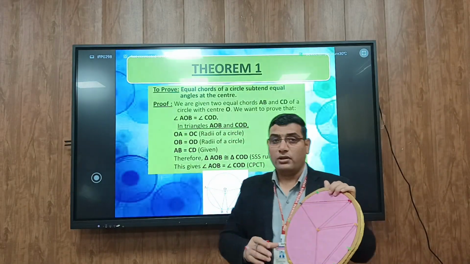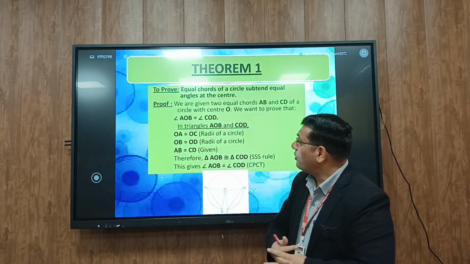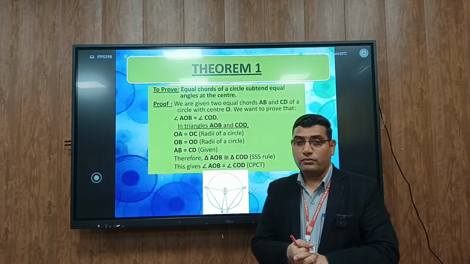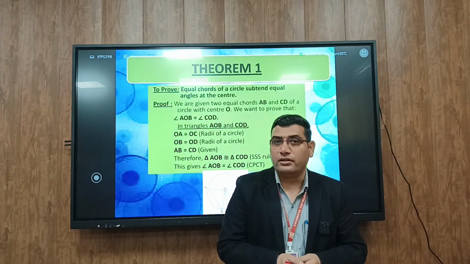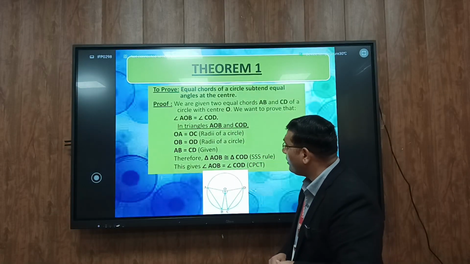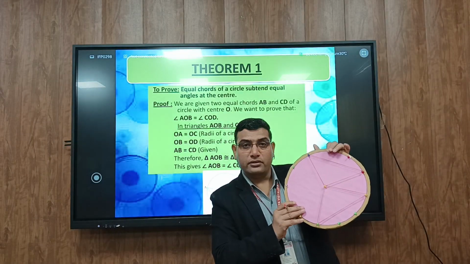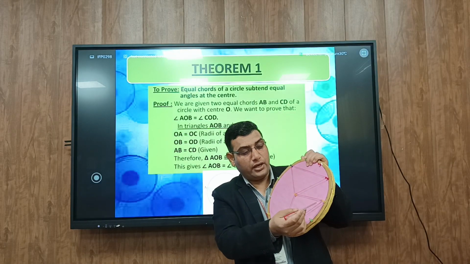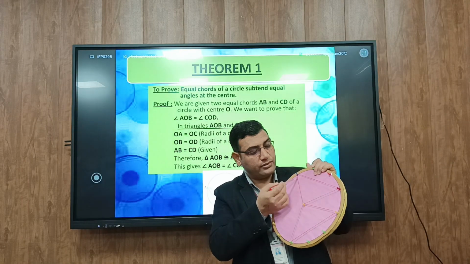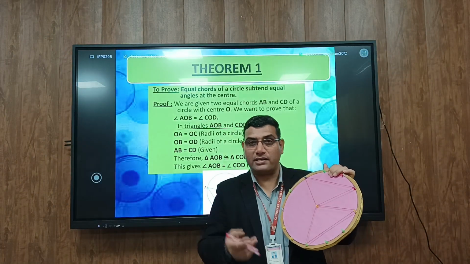Now see how to prove. We will use congruency. By using congruency, we have to prove that these two angles subtended by equal chords at the center are equal. Now see here, we are taking these two triangles, triangle AOB and triangle COD. Now we have to see which parts are equal.